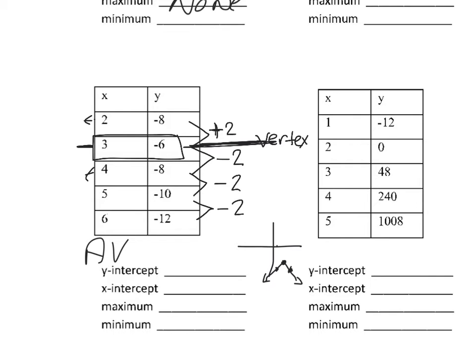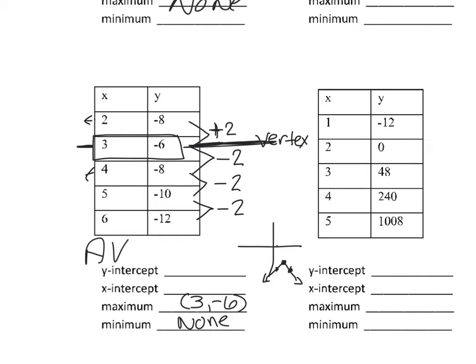So it's going down, so that means I'm not going to have a minimum, but I'm going to have a maximum, and it's going to be at this point where the turn is. So my maximum is at 3, -6.